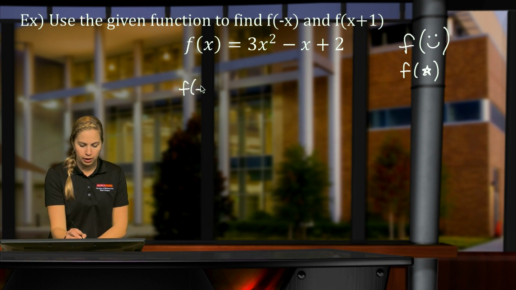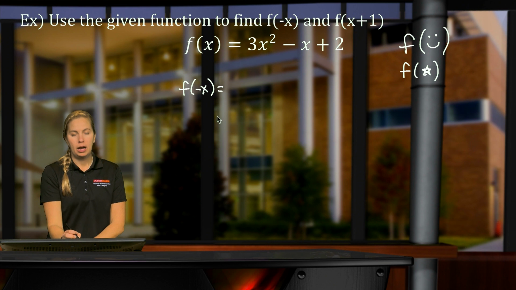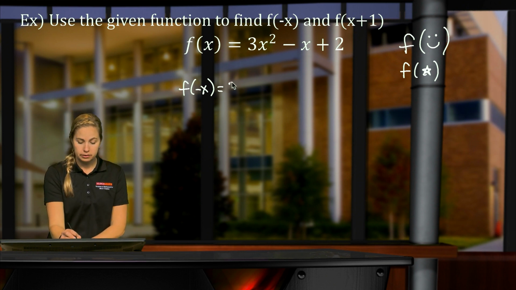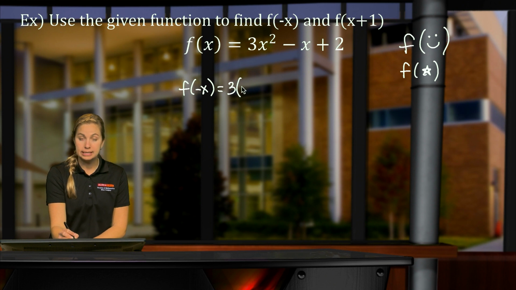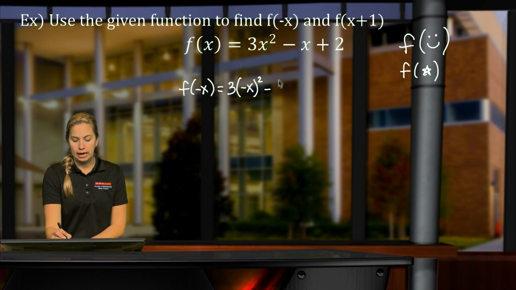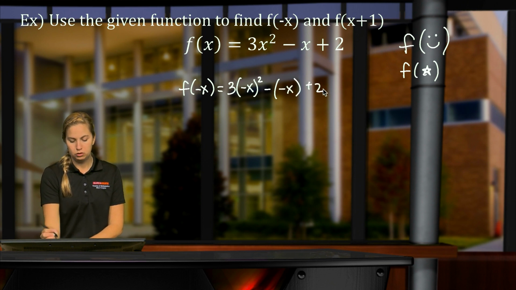So in this first one, f of negative x, I'm going to substitute negative x everywhere I have an x. So this looks like 3 times, instead of x squared, it's negative x squared, minus, instead of x, a negative x, plus 2.